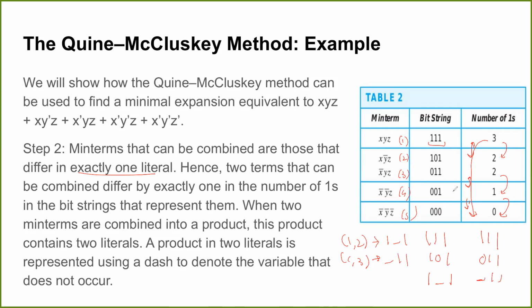Excellent. What about others? Can I combine 1 with 4 or 1 with 5? No, right? So let us now see 2. Can I combine 2 with anything? Very good, 2 and 4. What is the equivalent? I have 1 0 1 and 0 0 1, so dash 0 1. Excellent. Anything else?